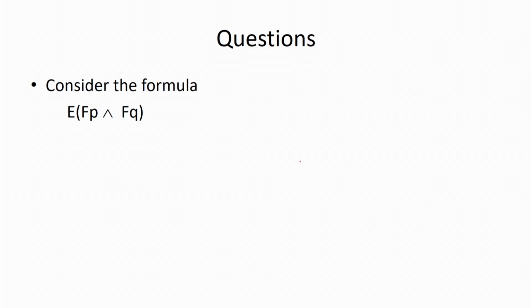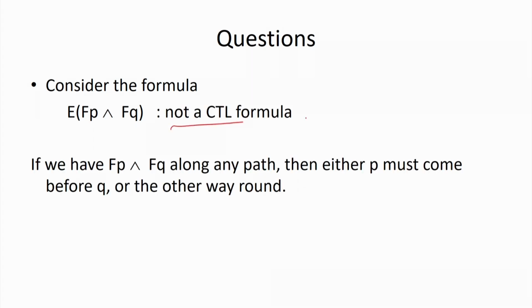So, consider this particular formula EFP and EFQ. Okay. Now, if I look into the formula, then what I will find is that this is not a CTL formula. Why is it not a CTL formula? FQ and FP are not preceded by any path quantifier, but their conjunction is preceded by a path quantifier E. Okay. So, in that particular case, this is not a CTL formula, but in this particular case what will happen? If we have EFP and EFQ, it says that along any path, either P must come before Q or the other way around. So, either P may come first or Q may.